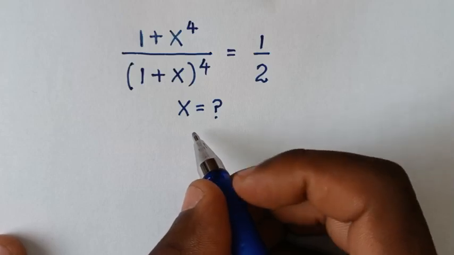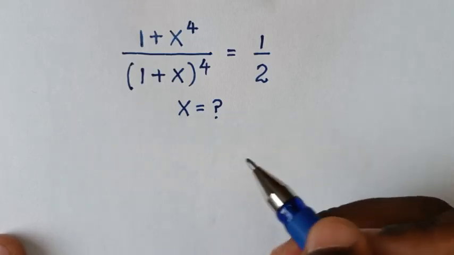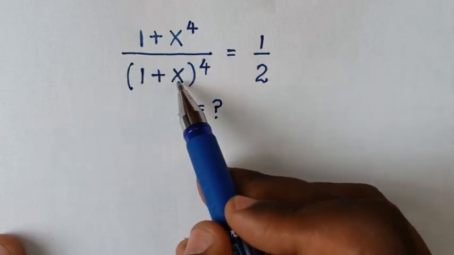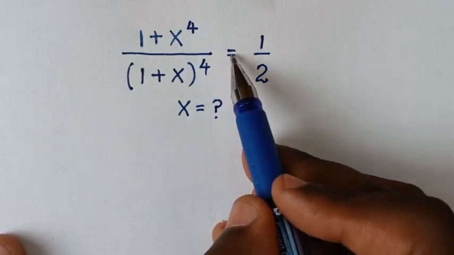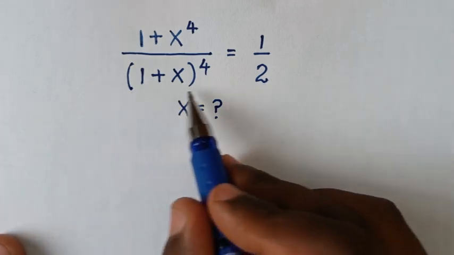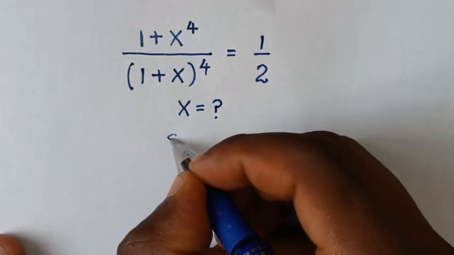Hello, you are welcome to solve this math problem, which is (1 + x)^4 over (1 + x)^4... the fraction (1 + x^4) over (1 + x)^4 is equal to 1 over 2. To find the values of x from this equation. Now, solution.